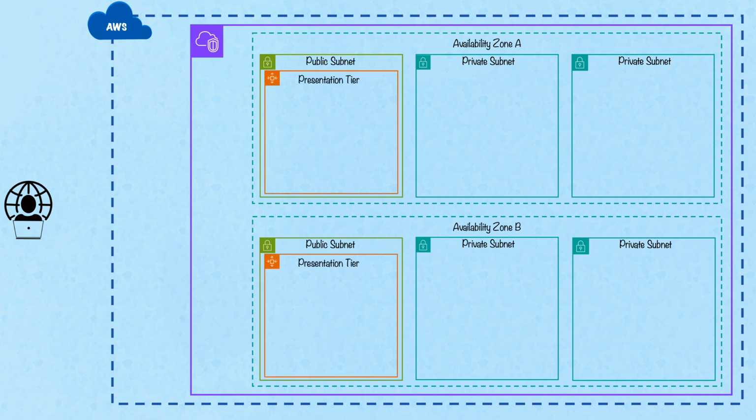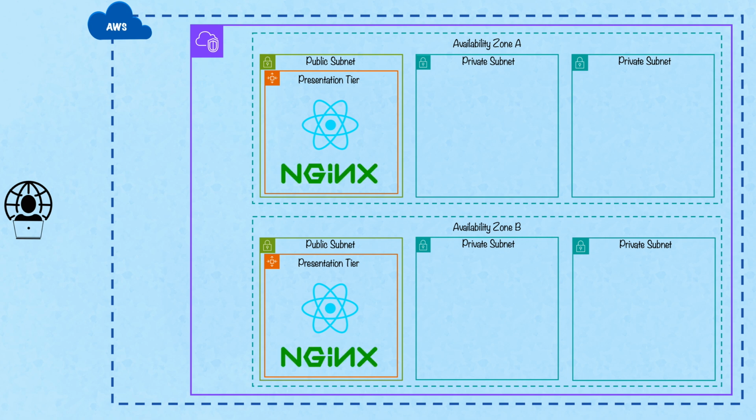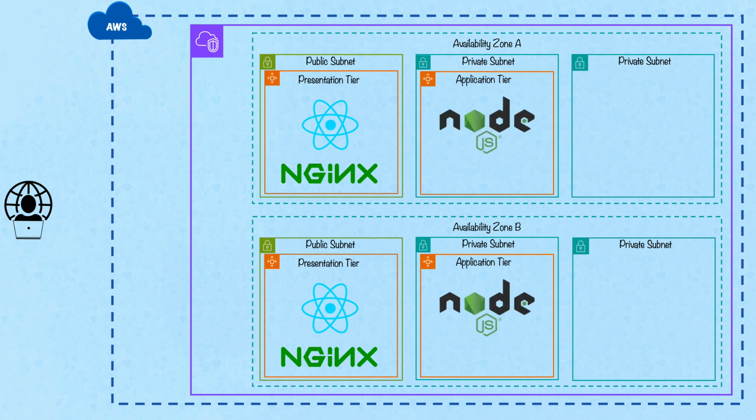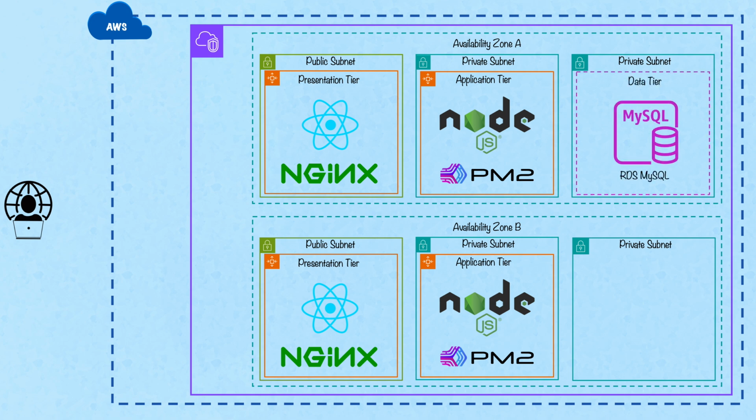We'll deploy EC2 instances within the public subnets, forming the foundation of our presentation tier. These instances will host our React.js application, utilizing Nginx as the web server. For the application tier, we'll deploy two EC2 instances in the first private subnet of each availability zone. These instances will run our Node.js backend, using PM2. Our data tier, a MySQL database, will reside in an RDS instance deployed in the remaining private subnet of one availability zone. The final private subnet will remain empty for this architecture.